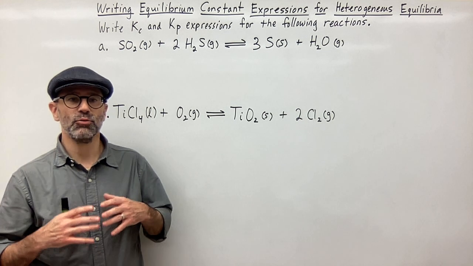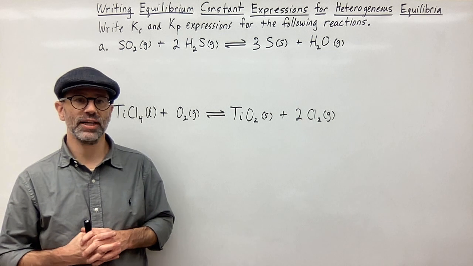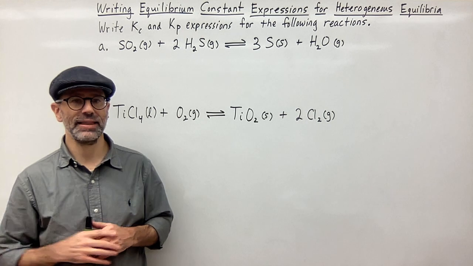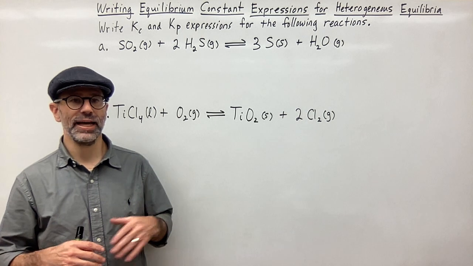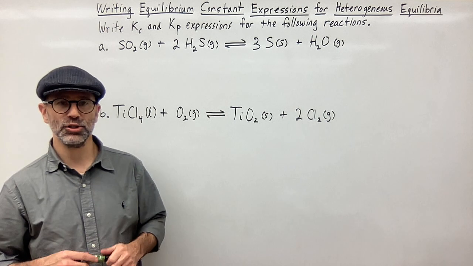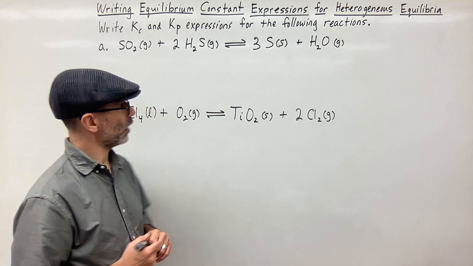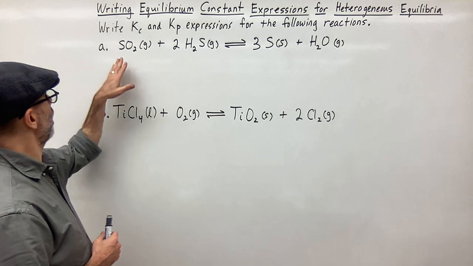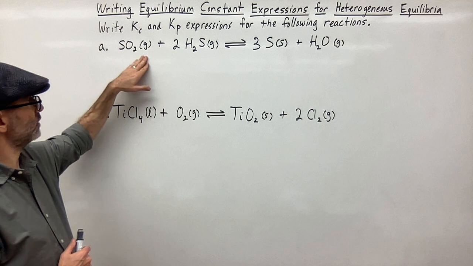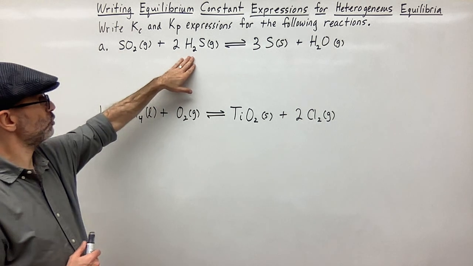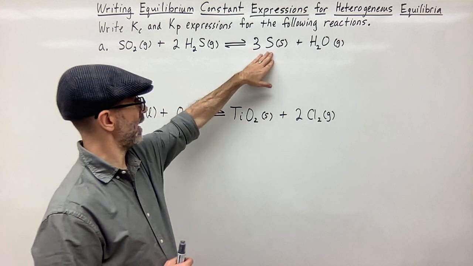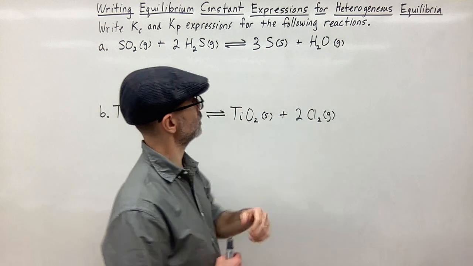And so when we write the equilibrium expression for the equilibrium constant, we leave out anything that is solid or liquid and just include gases and aqueous. So let's go ahead and do these two example problems. For A, we're given the reaction at equilibrium of SO2 gas plus 2H2S gas, and that's in equilibrium with 3S solid and H2O gas.